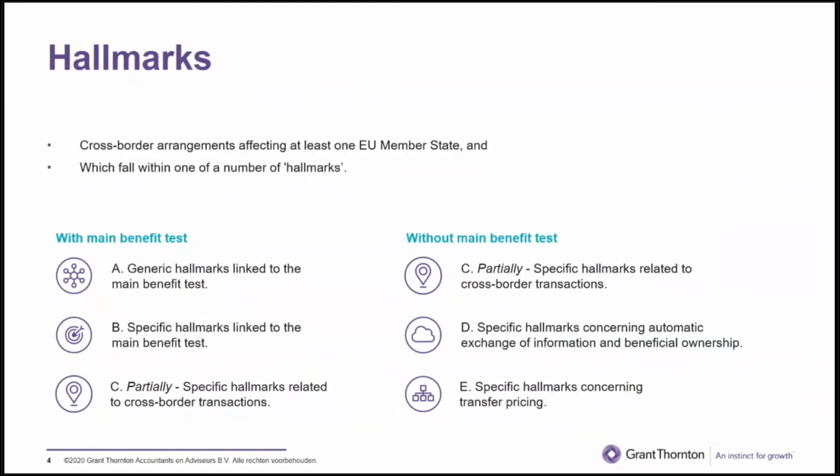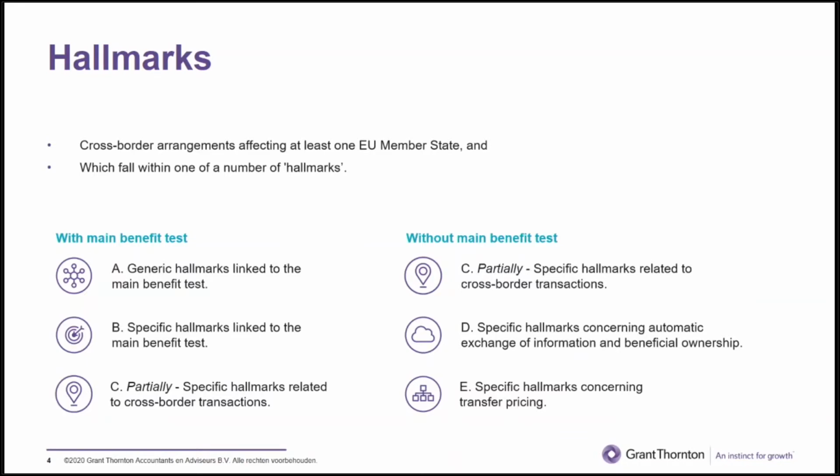So the directive actually mentions five categories of hallmarks, so features which fall under the scope of the disclosure obligation. The hallmarks relate to features in cross-border arrangements that indicate that there is a potential risk of tax avoidance in them. And as you can see, there are some hallmarks which have a main benefit test attached to them and some which don't. The main benefit test means that if the main benefit of the arrangement is to create a tax advantage, then the arrangement has to be disclosed.